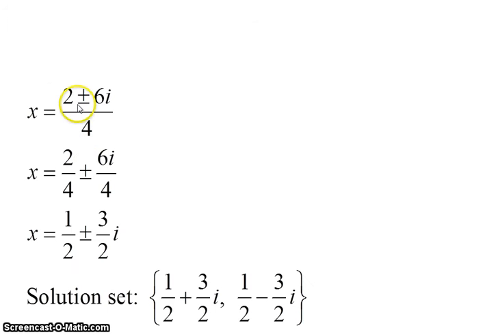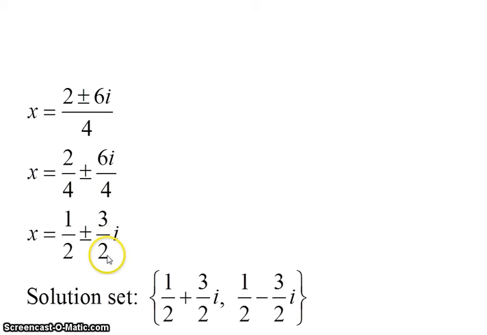So we can break this apart into two fractions. We can get our 2 fourths plus or minus 6i over 4, and we can simplify each one of those separately and bring our i out to the right side. So 2 fourths simplifies to 1/2, 6 fourths simplifies to 3/2, and our solutions are 1/2 plus or minus 3/2 i. You could leave it like this.